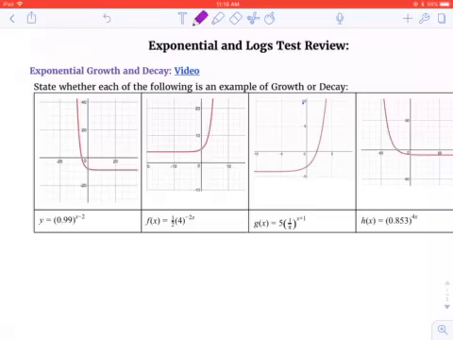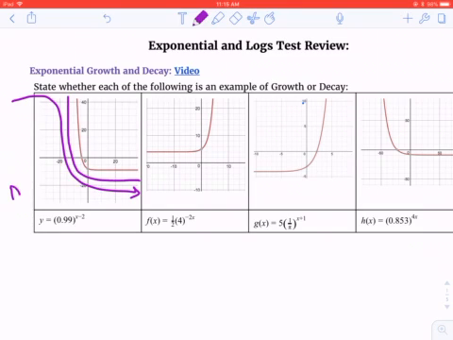For this part of our test review, we're going to look at exponential growth and decay. So we want to state whether each of the following is an example of growth or decay. So in this first graph, we can tell that from left to right, it is going down. So we would say that that is decay. And again, you read a graph left to right when we're looking for this.